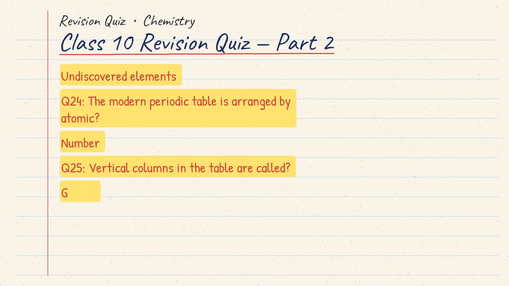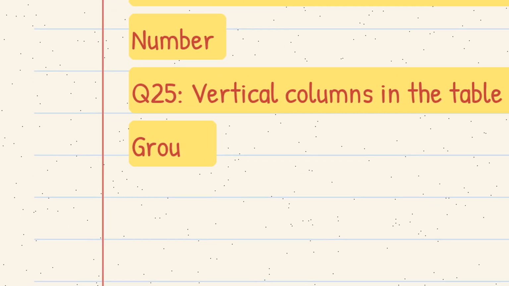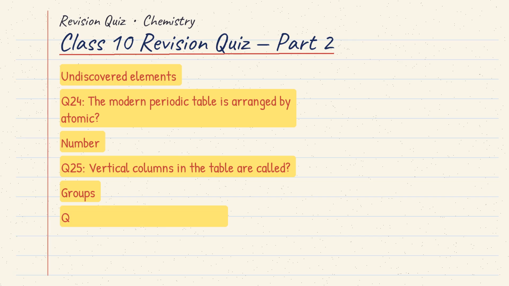The answer is groups. There are 18 of them. Question 26. Horizontal rows are called?